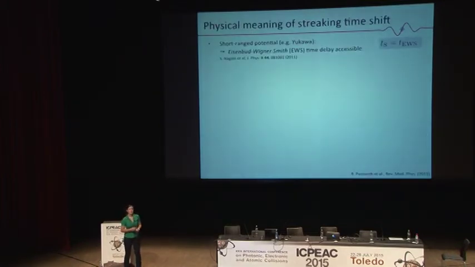So now the question, of course, is: we can simulate or measure such streaking time shifts, but what is the physical meaning of the streaking time shift? In the simplest case, when we just have a short-range potential where the Wigner delay is well defined, we really get that the streaking delay equals the Wigner delay. Now, in atomic systems, we always have the long-range Coulomb potential. So we have no free space, because the Coulomb potential, of course, is infinitely long-ranged.